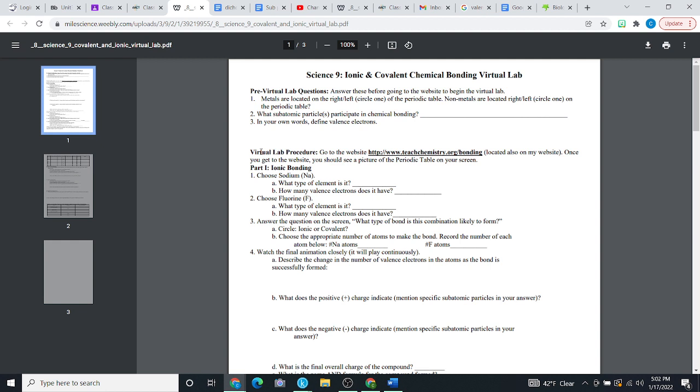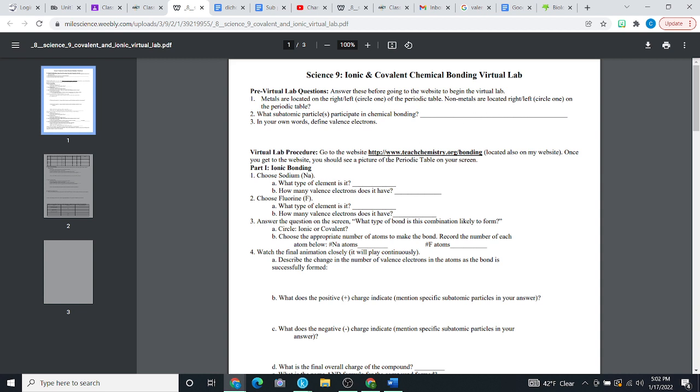Number 2, what subatomic particles participate in chemical bonding? Well, yesterday and the previous 2 days, when you moved atoms together, those little tiny balls that were flying around were electrons. So that is the subatomic particle that participates in chemical bonding. It's called electrons. They're the reason why we have reactions, why things might explode or be volatile.